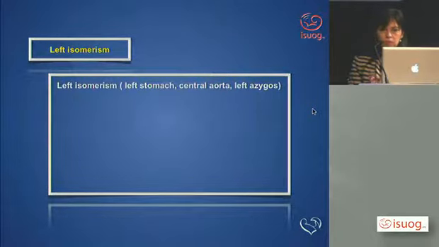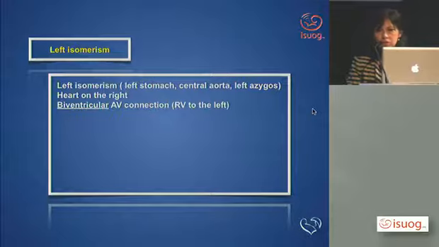So let's say we scan, we have to describe everything. Left isomerism, left-sided stomach, central aorta, left-sided azygos, because we have to follow that azygos and see where that blood is going to get to. Heart on the right, biventricular atrioventricular connection, that is. We've got 2 left atria because we made a diagnosis of left isomerism.